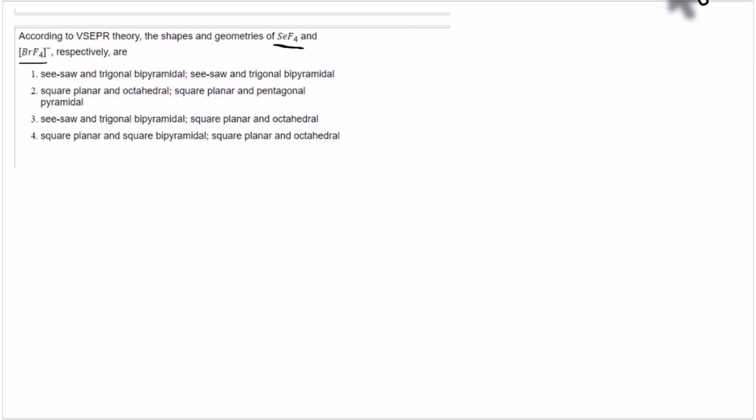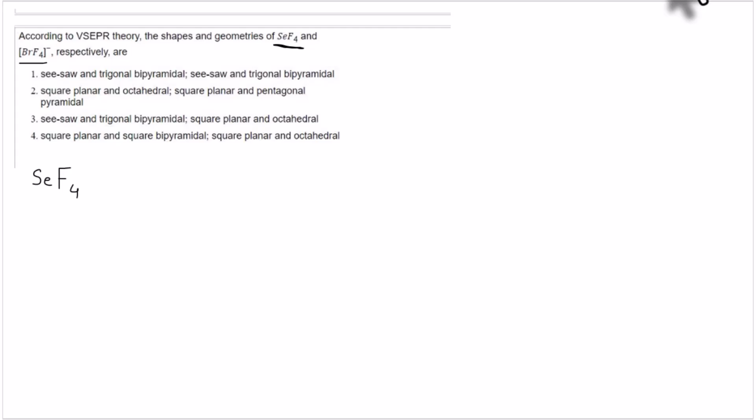So we have to understand the difference between these two. The shapes are the molecular shapes, and the geometries are the parent geometries, which are regular geometries which arise from the arrangement of electrons resulting into a particular hybridization. That will be the electronic geometry of the compounds, while shapes depend on the number of lone pairs and how they are arranged, and that gives us the actual molecular shape of that particular compound. Okay, let's start with SeF4.